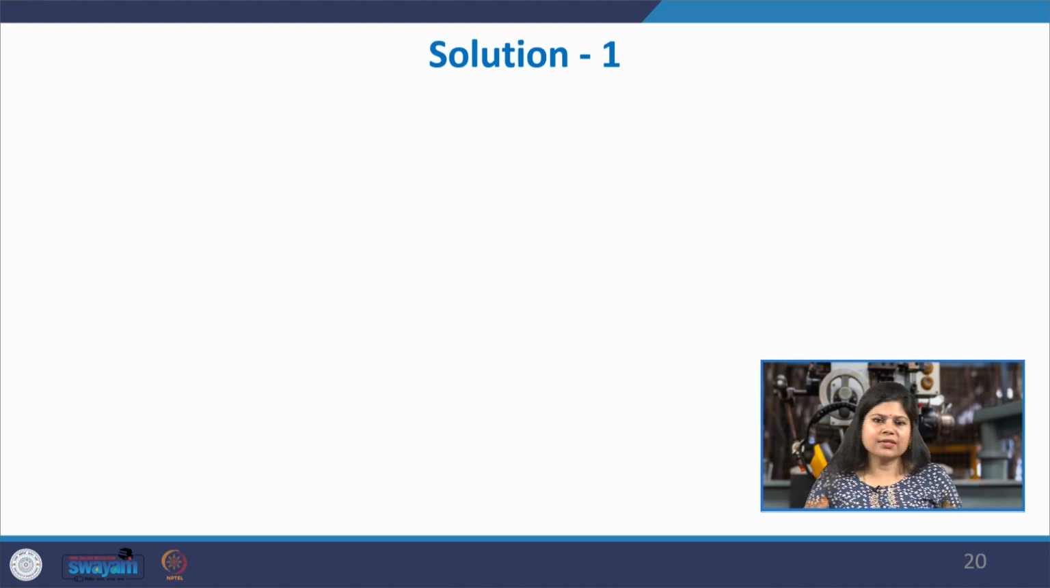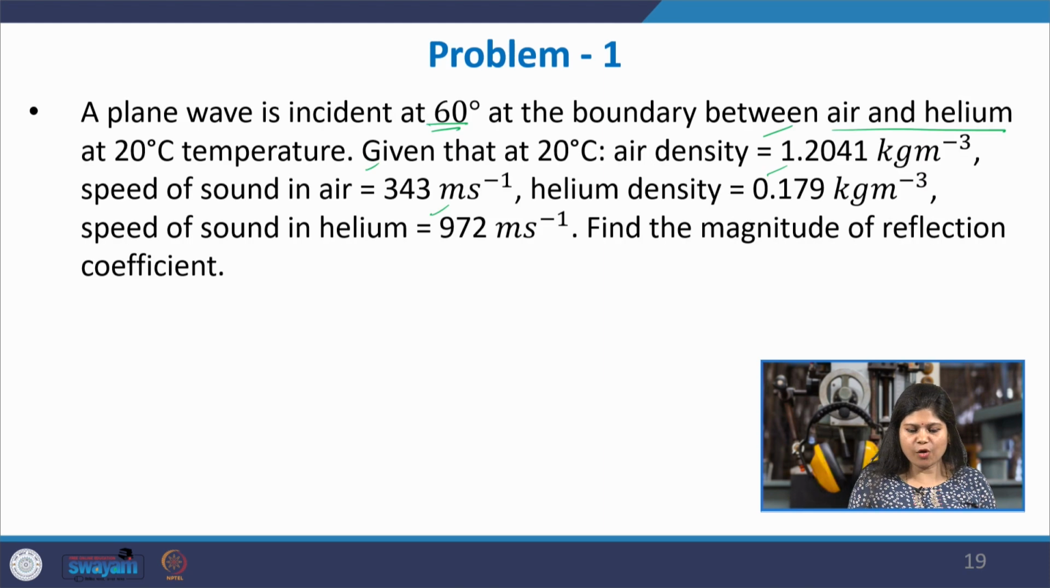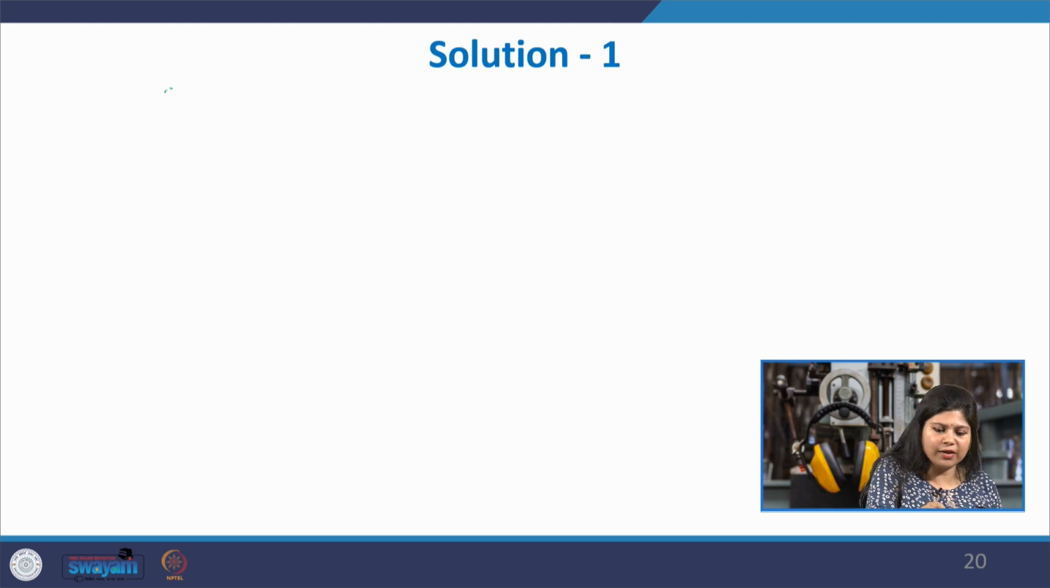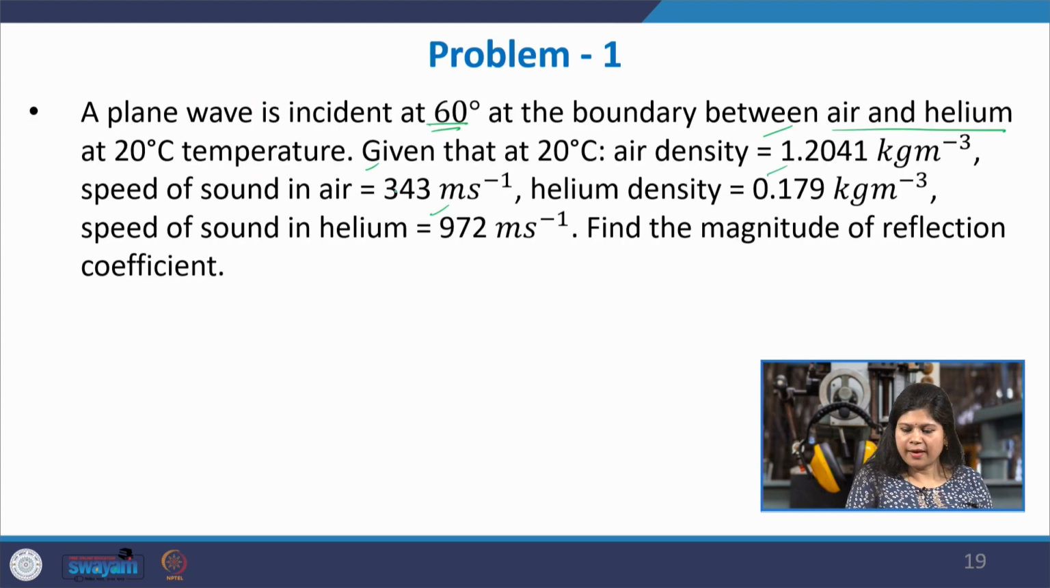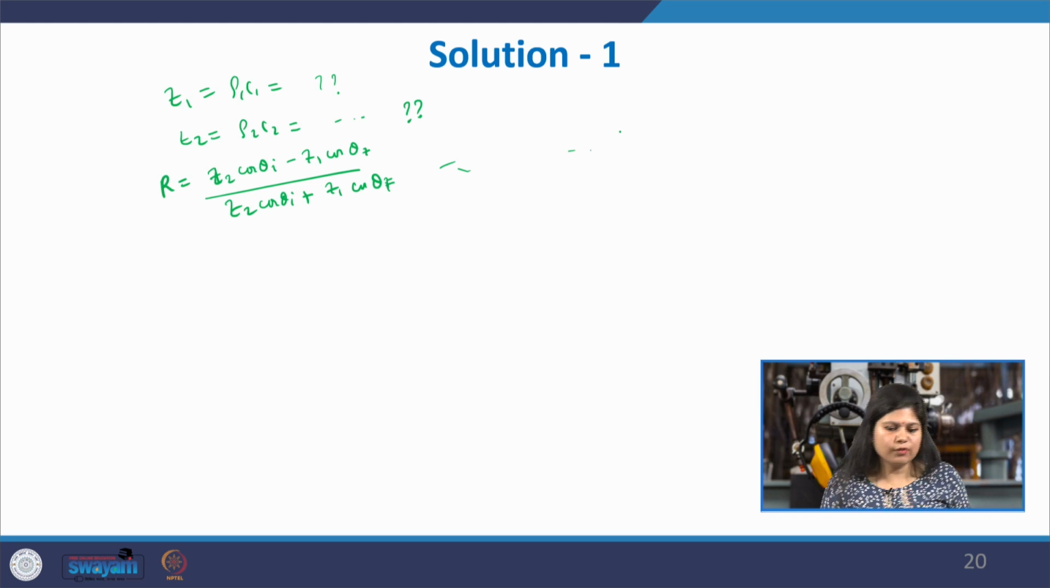Now, if it's some student who, without thinking, wants to solve it, they would just go ahead and start solving, because it's an oblique incidence case. They will first of all find out Z1, rho 1 into C1, and they will find a certain value, then Z2, rho 2 into C2, and again find a certain value. Then R they would find as Z2 cos theta I minus Z1 cos theta t divided by Z2 cos theta I plus Z1 cos theta t, like that, and all these calculations they will do.